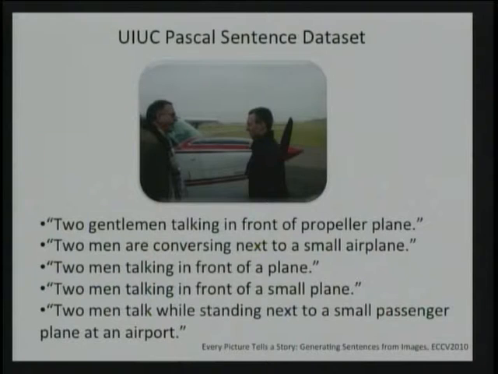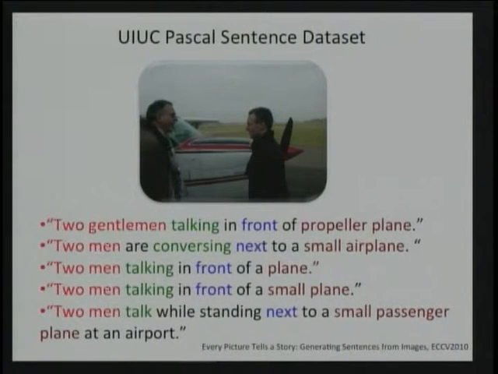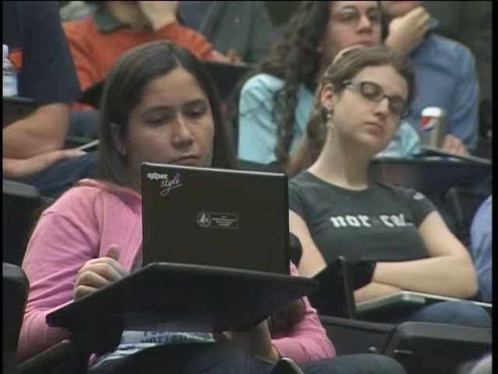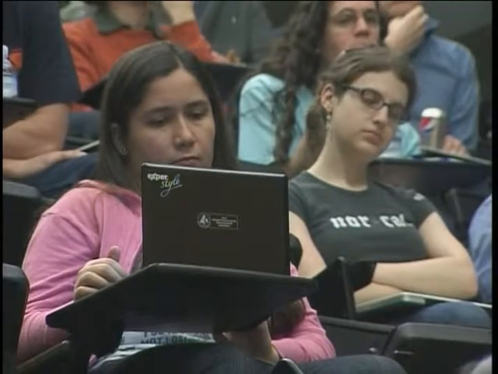Here's an example of those sentences. Two gentlemen talking in front of a propeller plane. Two men conversing next to a small airplane. Two men talking in front of a plane, and so on. What surprised us was that people are in amazing agreement on what to say about a picture. All of them are talking about the two men, all of them are talking about the talking, and all of them are talking about the plane and the relationship to the plane. So if such a structure exists, why not predict it?